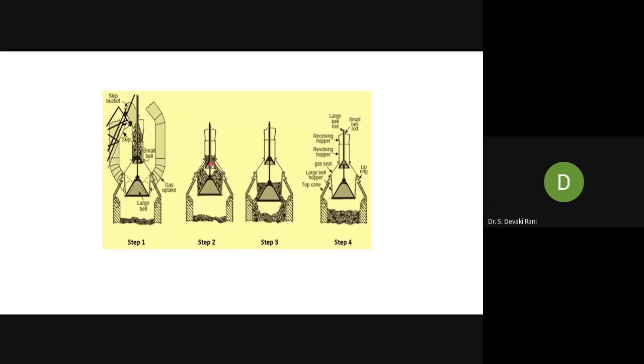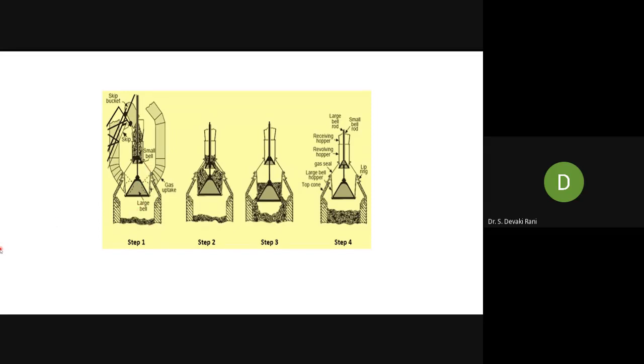This is a small bell hopper. Okay, small bell, large bell hopper, small bell hopper, all this. That means two bell system. This is a two bell system of charging from the top.